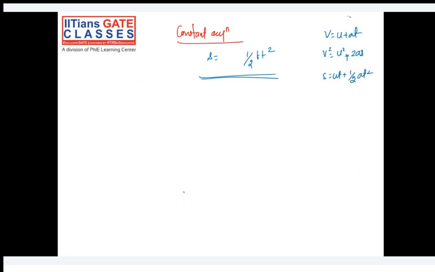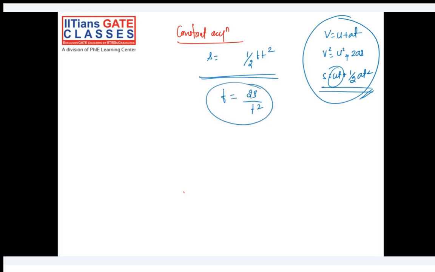All these formulas you can use only in case of constant acceleration, right? In mechanics, you might have studied this. This is what you will use in case of constant acceleration only. So that is the reason I am using this formula here and neglecting this part, because the initial velocity will be zero. So the constant acceleration f can be given by 2s by t square, and then you can, let's say, calculate the velocity and displacement from this.